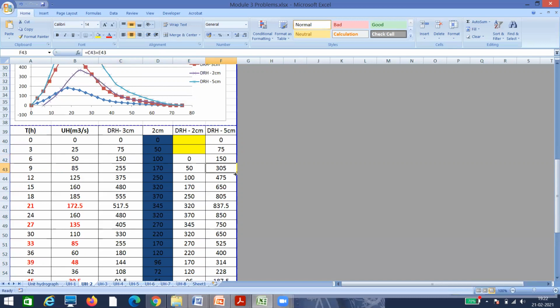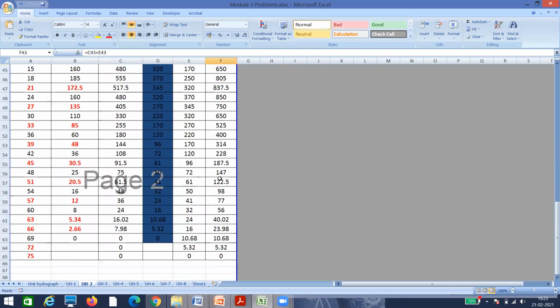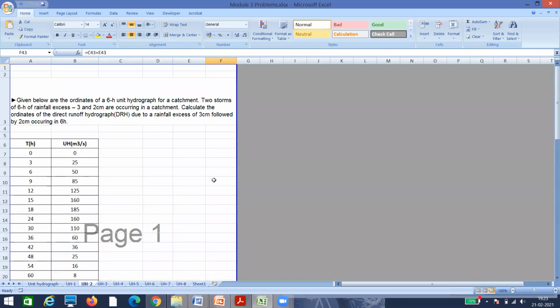Be careful while adding. If you want, you can make a cross when you're doing the problem so that by mistake you don't add these values. I have given a dark blue color so that I avoid taking the value. In your notebooks, you can just cut this value so that you can take the correct values for the problem. So this is a problem where 2 rainfall excess events are given.